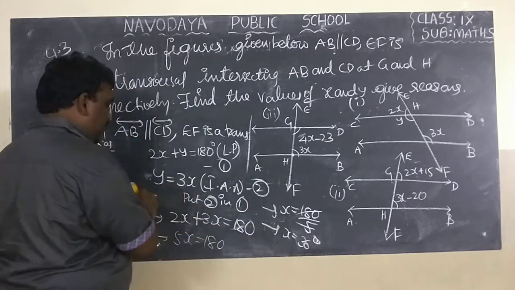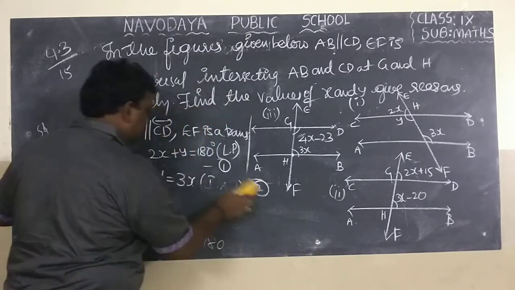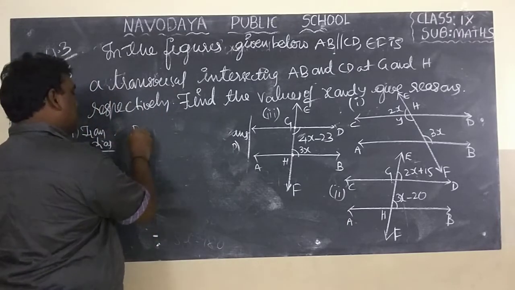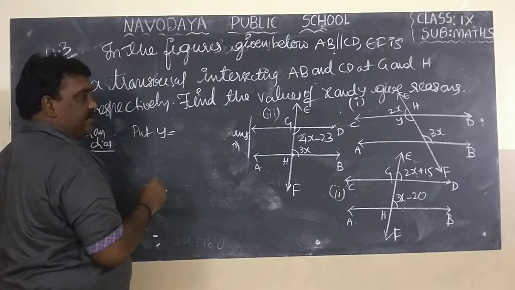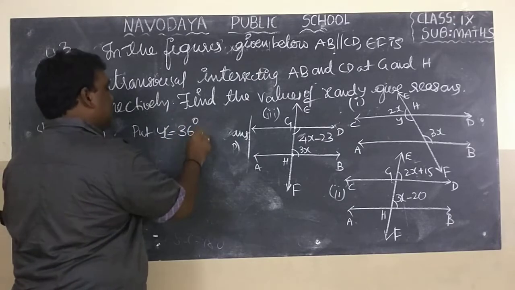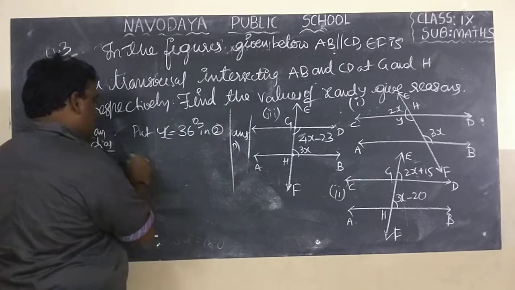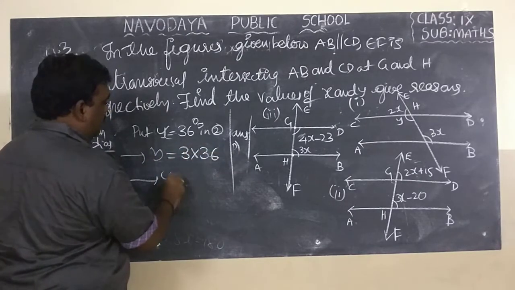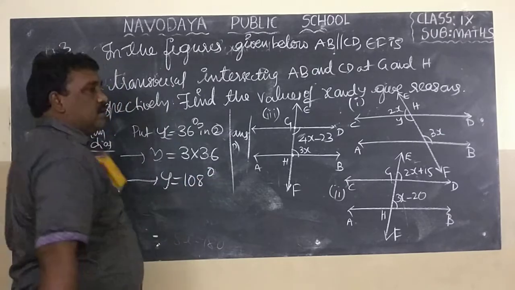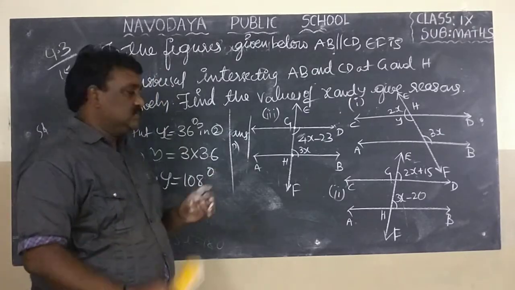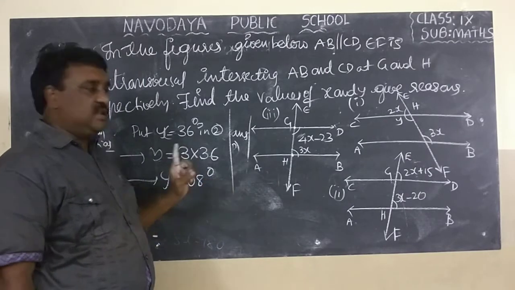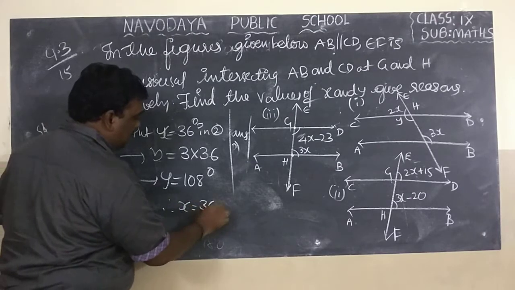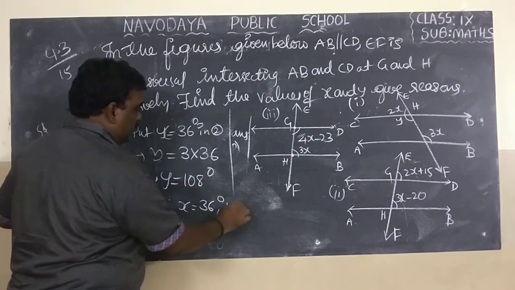Now we need to find the y value. Put x equal to 36 in equation 2. What is equation 2? y equal to 3 into 36. y equal to 108 degrees. y equal to 3x. 3 into what is the x value? 36. 3 into 36 how much? 108. Therefore x equal to 36, y equal to 108. This is the first one.